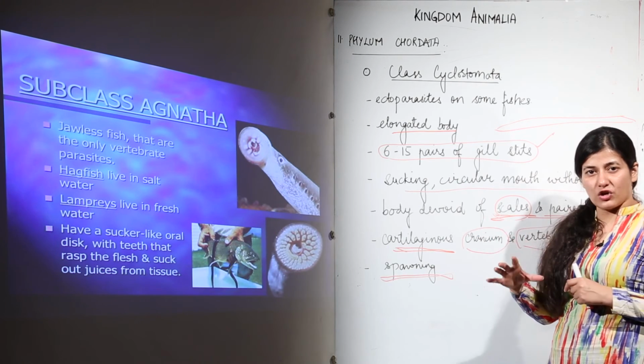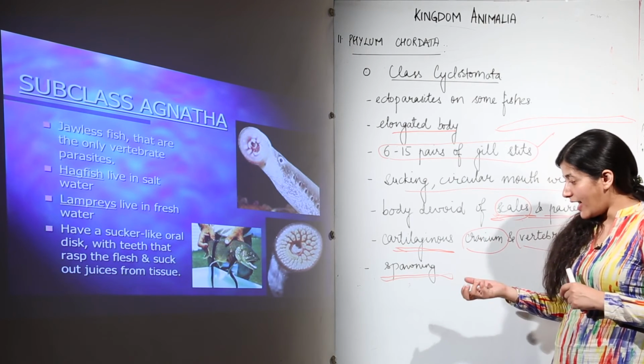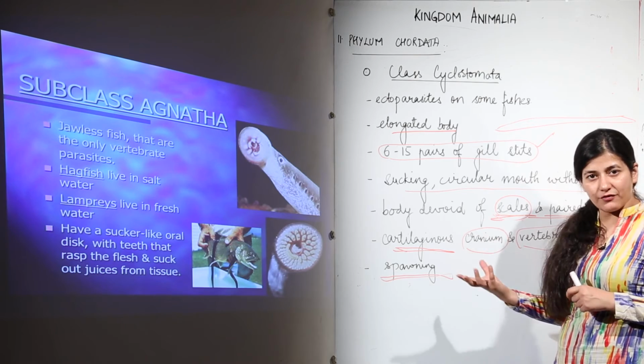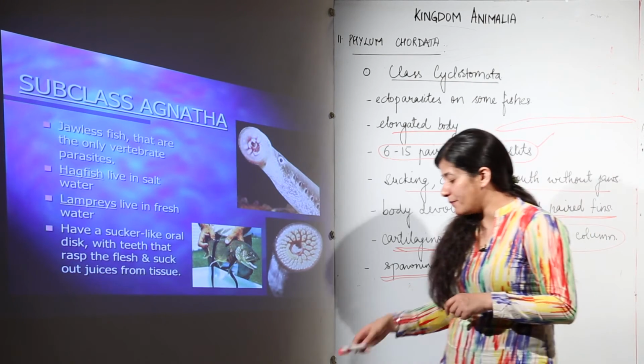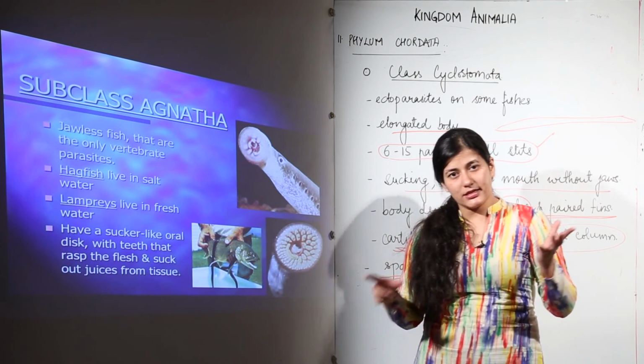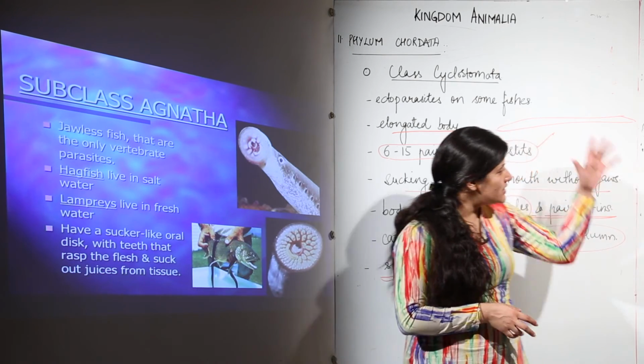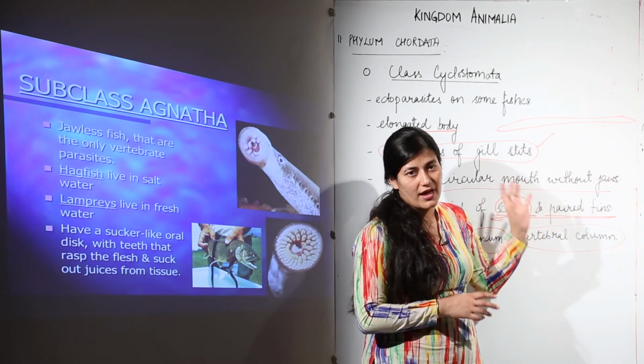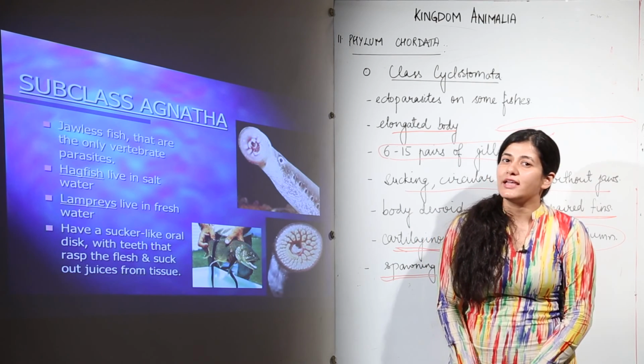The examples are petromyzon and myxine. Myxine is the hagfish while petromyzon is the lamprey. So these are the two examples. The larva happens to be ammocoete. These are the characteristic features that you should be aware of when we talk about cyclostomes.